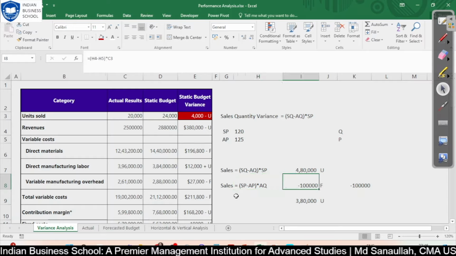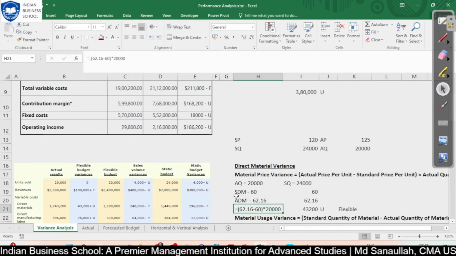If we adjust favorable with unfavorable, we will get the total amount. Since this unfavorable is positive and here also we are getting positive, we will consider this as an overall negative sales quantity variance. I hope it is clear to you. If it is not clear, go back and re-watch this video. Now we will move to the other point.